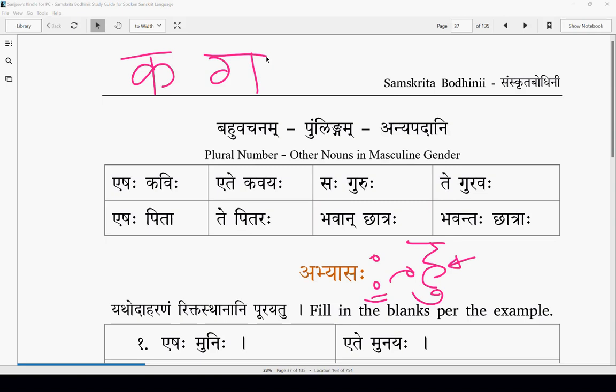Visarga itself cannot be pronounced alone like ha. Visarga needs some vowel before it, like U in Guru. There is a U behind this Visarga.